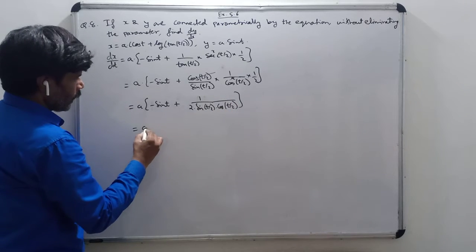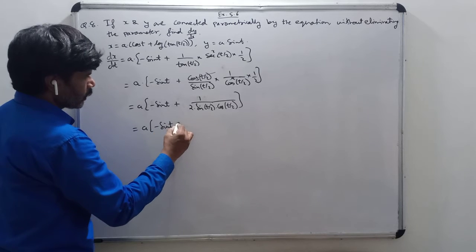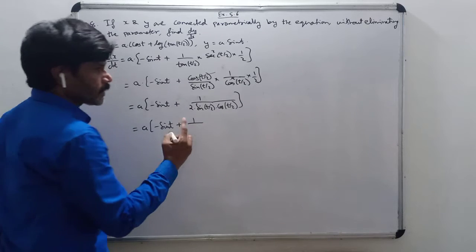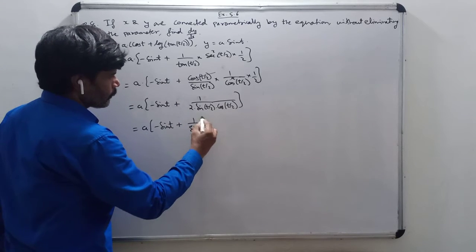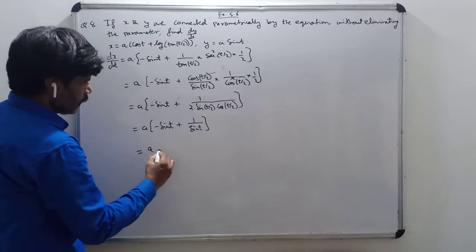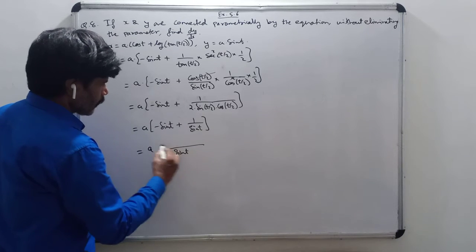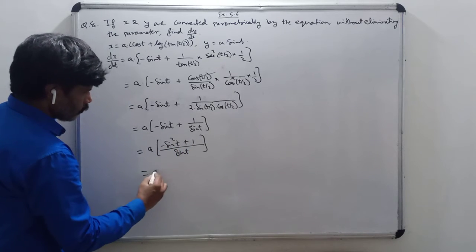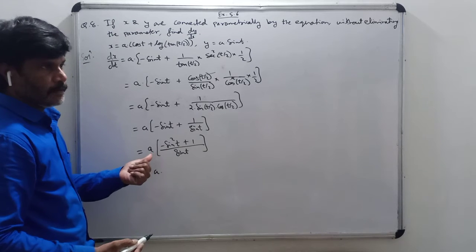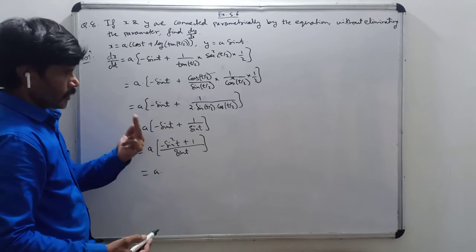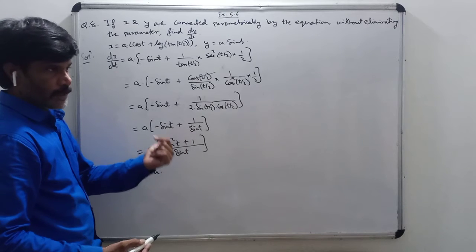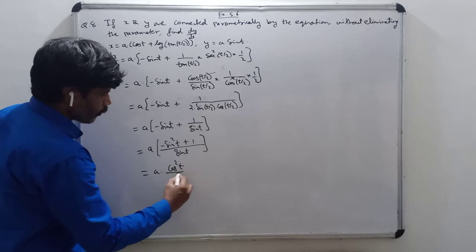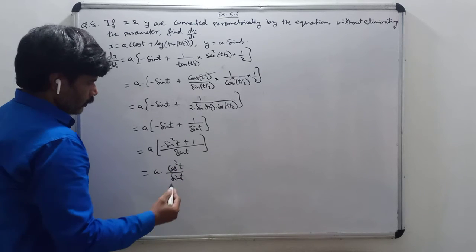So that is equal to a, keeping minus a sin t as it is, plus 1 upon, what is 2 sin t by 2 cos t by 2? Sin of 2 times t by 2, that is sin t. So this will be sin t. Now I am taking the LCM. Sin t is the LCM, so here we will get minus sin square t plus 1. So that is equal to a as it is. What is 1 minus sin square t? Sin square t plus cos square t is 1, so 1 minus sin square t will be cos square t. So here we will get cos square t upon sin t. I am keeping this as it is.